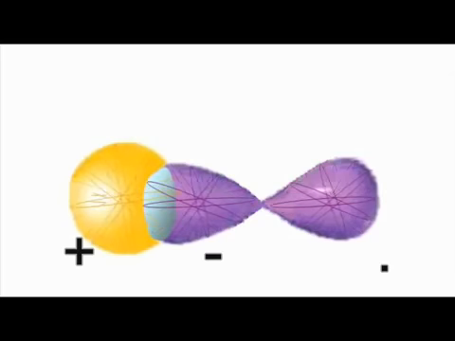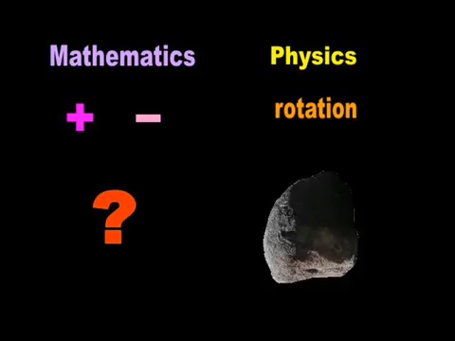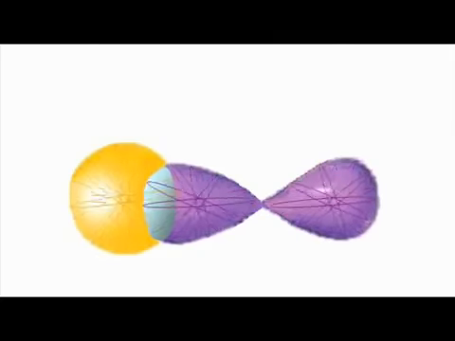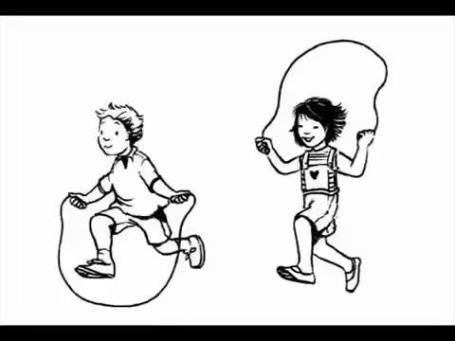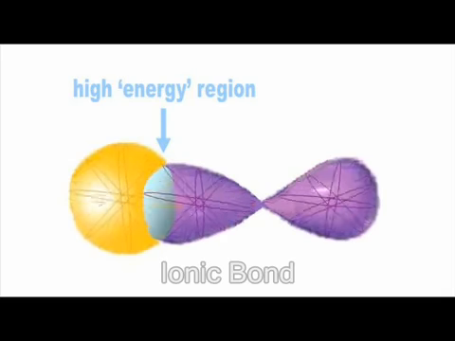In physics, however, there is no such thing as positive and negative. There is only rotation. The two atoms are drawn together because the threads coming downwards engage the threads swinging upwards. Think of this as two people skipping rope in the same direction. This region of high activity is what the mathematicians call higher energy. The lower energy elsewhere results because there is no interaction between threads.